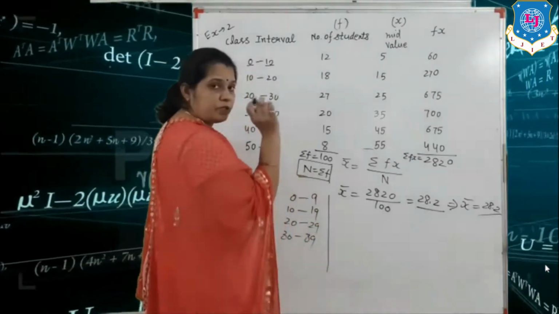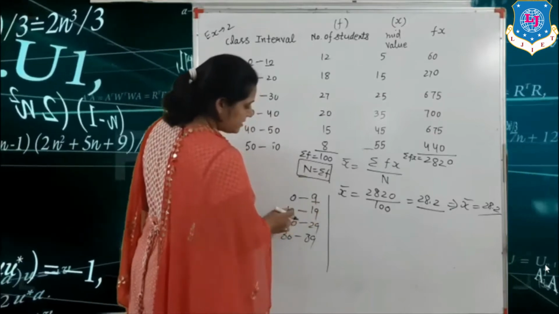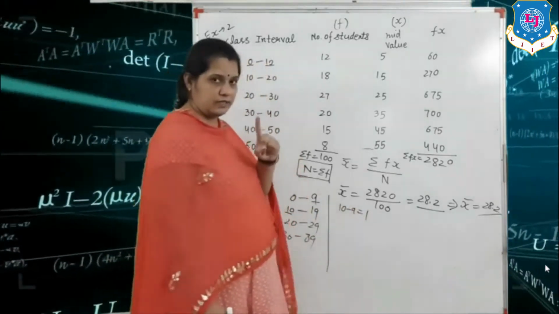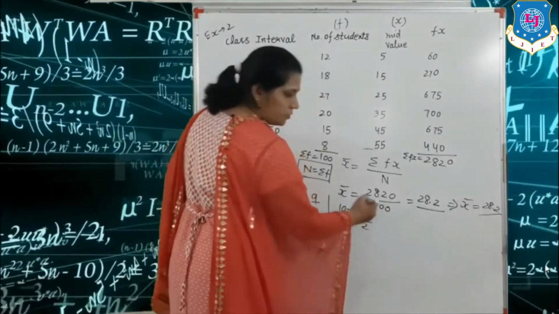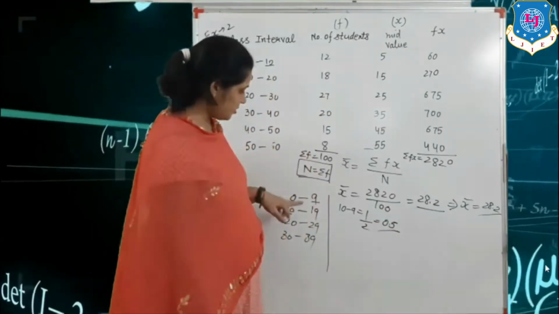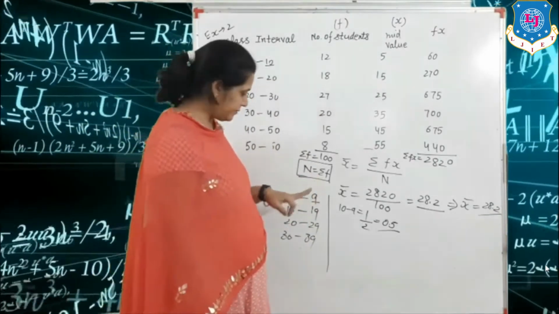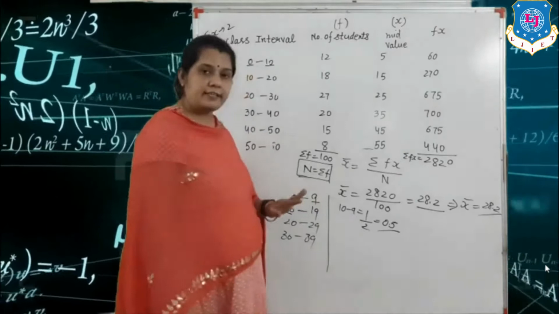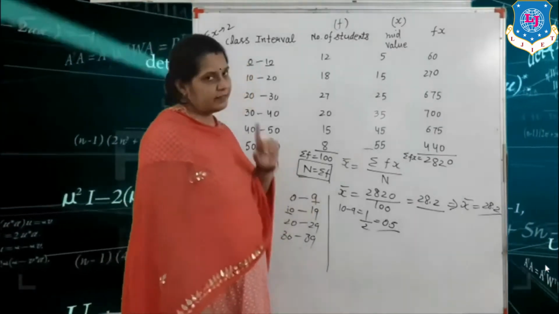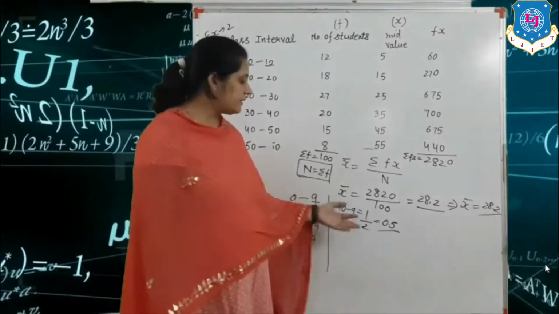The process is that first you subtract the upper limit of the first interval from the lower limit of the next interval. That means 10 minus 9 is equal to what? 1, divided by 2, so 0.5. Got it? What is the process? The lower limit of the second interval subtracted by the upper limit of the first interval. So 10 minus 9 is 1, 20 minus 19 is 1, 30 minus 29 is 1, and divided by 2.